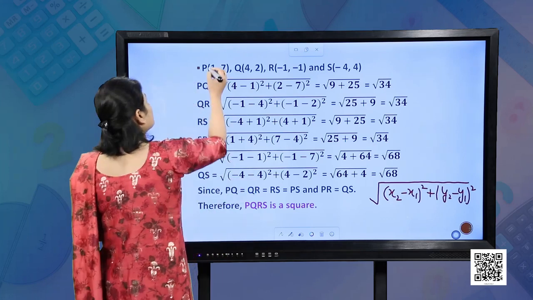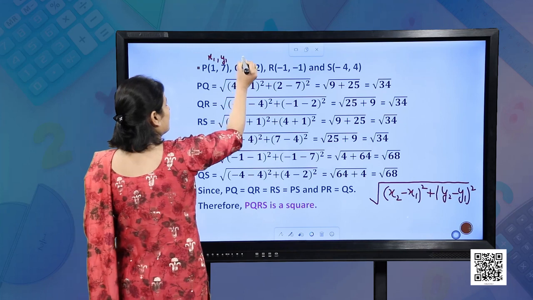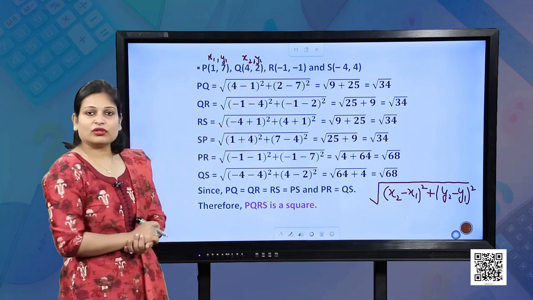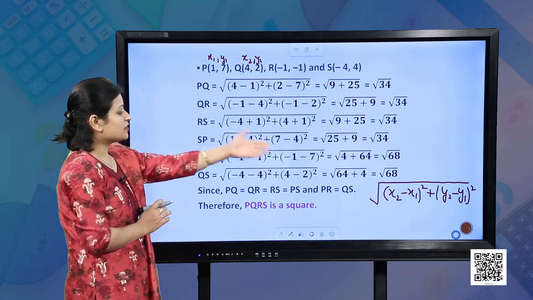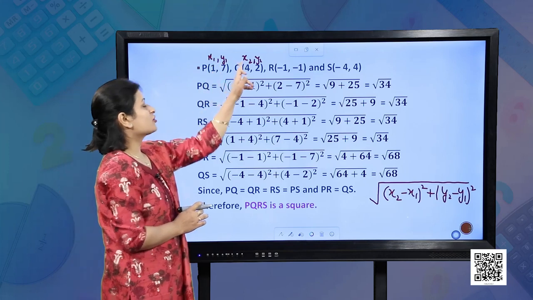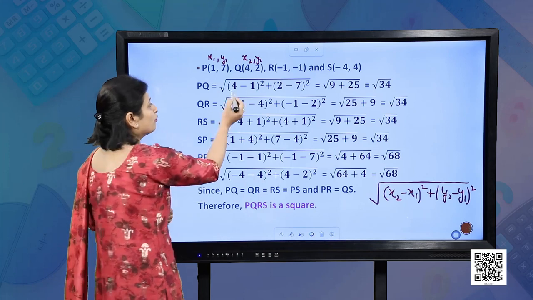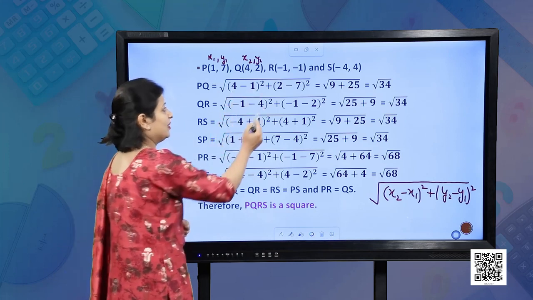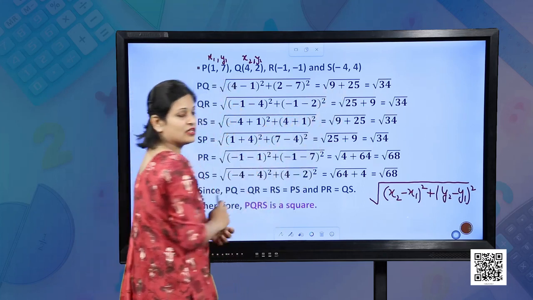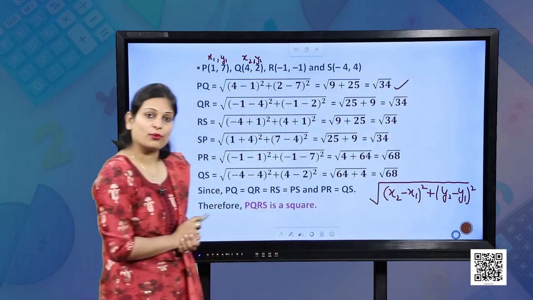If I consider this point as x1, y1 and this as x2, y2, I can find the value of this by simply substituting the values of x1 as 1, y1 as 7, x2 as 4, y2 as 2. So what will you get? 4 minus 1 whole square plus 2 minus 7 whole square. You will get square root of 9 plus 25, which is square root 34.